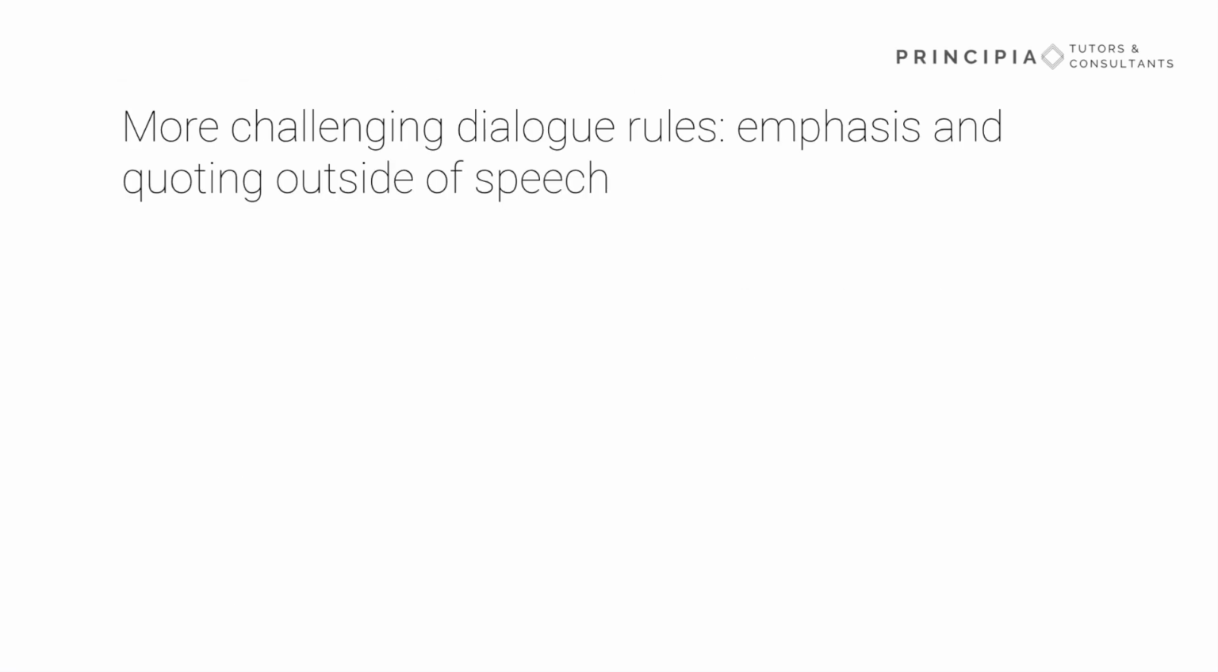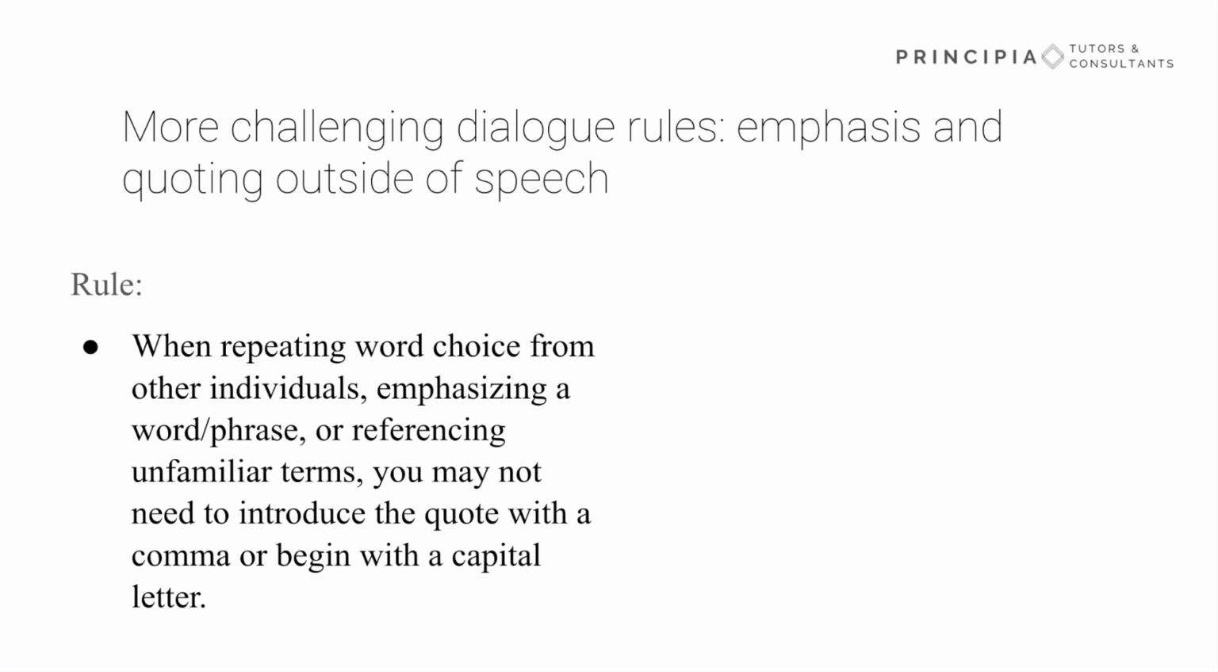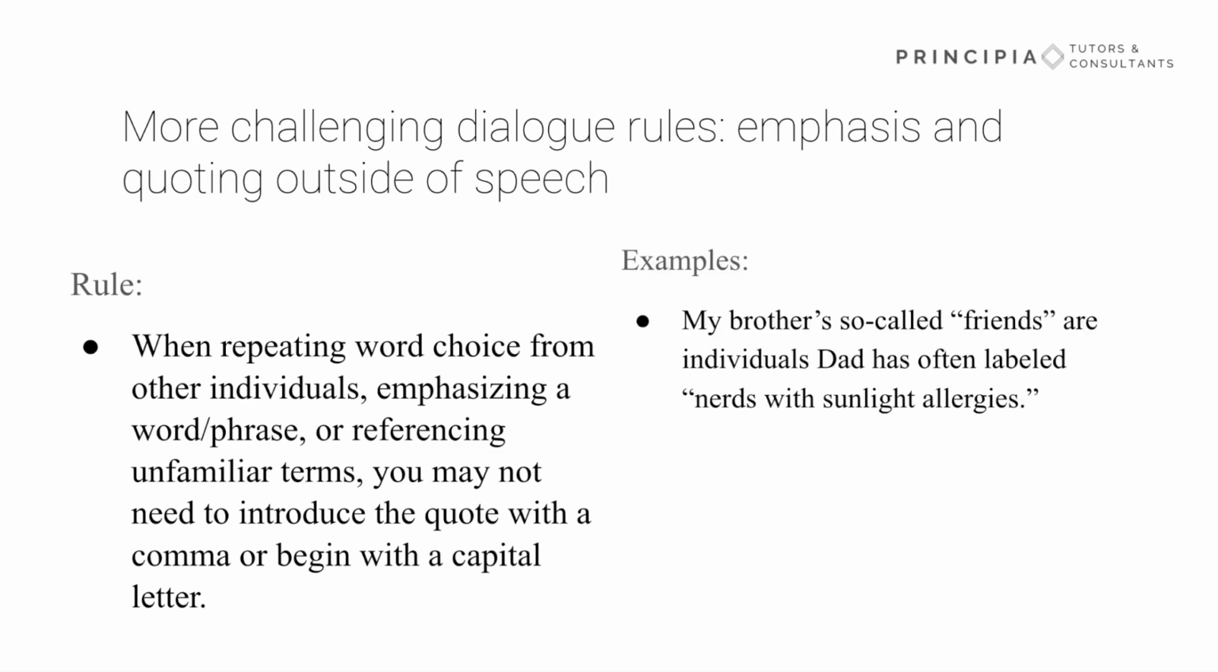All right, so here are some more challenging dialogue rules. So when we're doing emphasis and quoting outside of direct speech. When we're repeating word choice from other individuals, emphasizing a word or phrase, or referencing unfamiliar terms, we may not need to introduce the quote with a comma or begin with a capital letter. So this first sentence, when I'm using friends in quotation marks, I'm actually emphasizing that I may not believe these individuals who maintain connection or contact with my brother are actually my brother's friends.